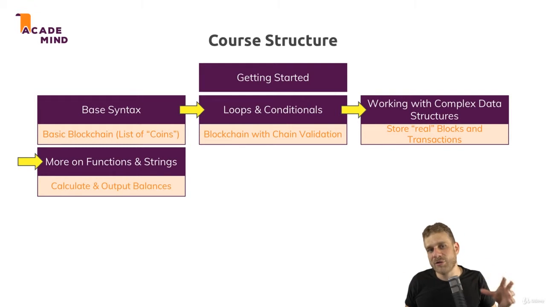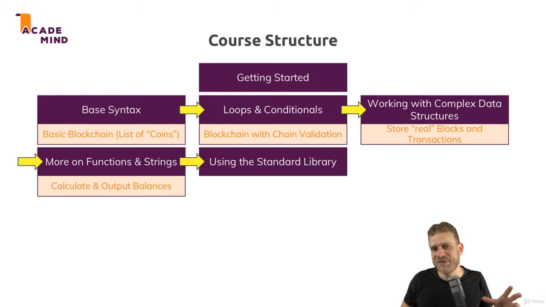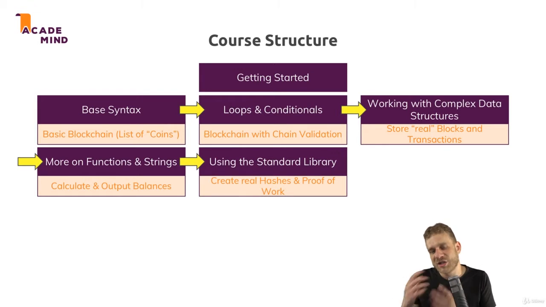We'll thereafter have a look at the so-called standard library. This is this batteries included approach I was referring to. The many packages Python already has built in. We'll have a look at them and some selected ones in this module, and therefore we'll be able to start creating real hashes and the so-called proof of work, an important blockchain concept.